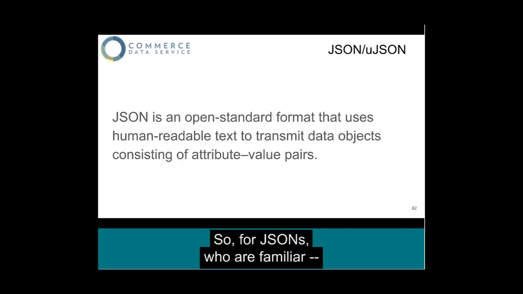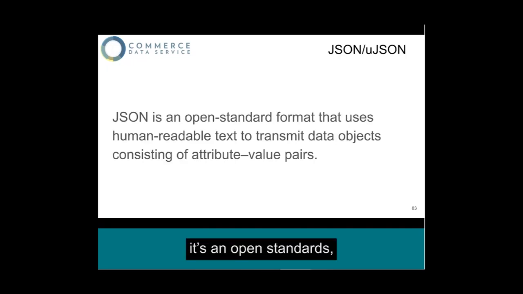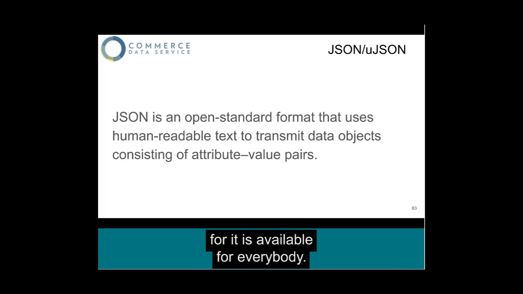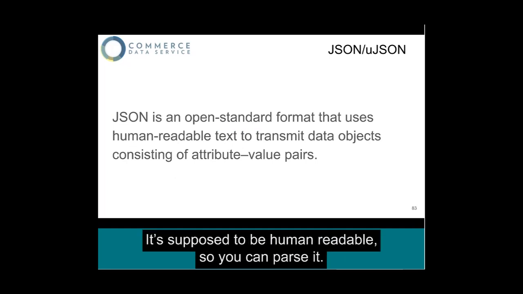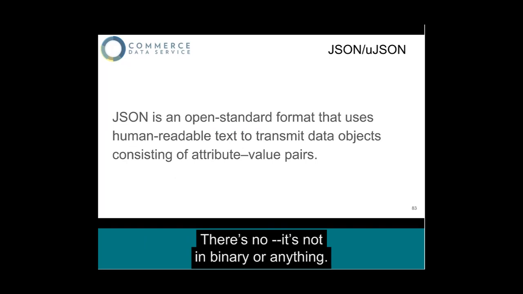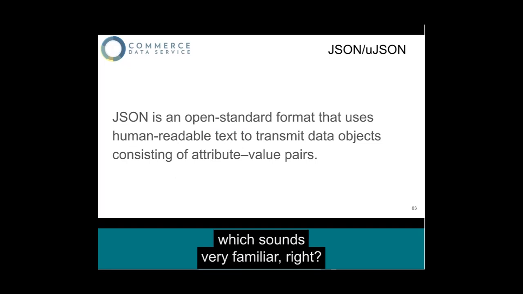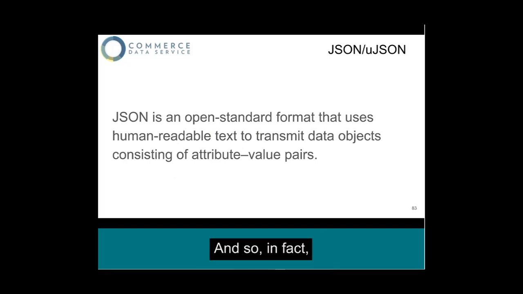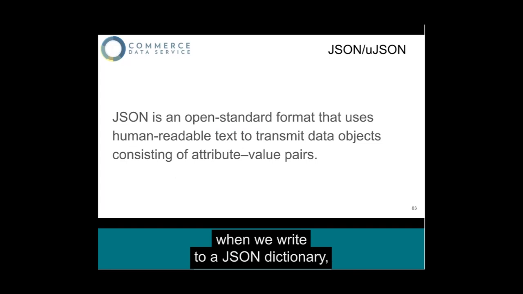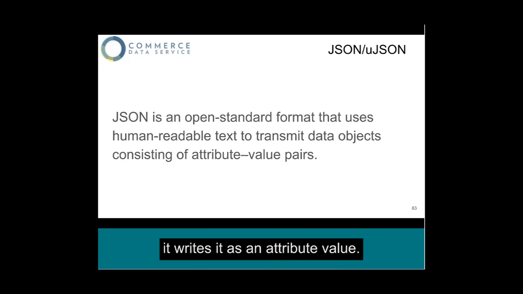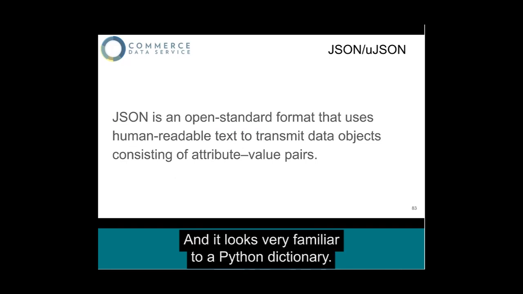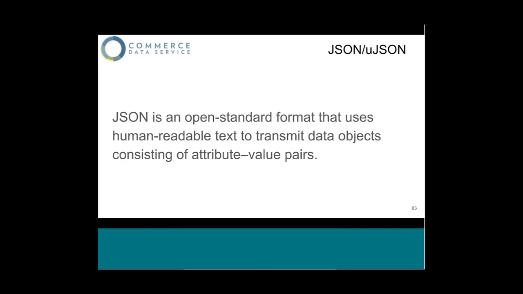So for those who aren't familiar, JSON is an open standard, so the specification for it is available for everybody. It's supposed to be human readable, so you can parse it. It's not in binary or anything. And data objects, you'll notice, have an attribute value pair, which sounds very familiar, right? So it's essentially like a key value pair. In fact, when we write a dictionary to a JSON, it writes it as an attribute value, and it looks very similar to a Python dictionary.